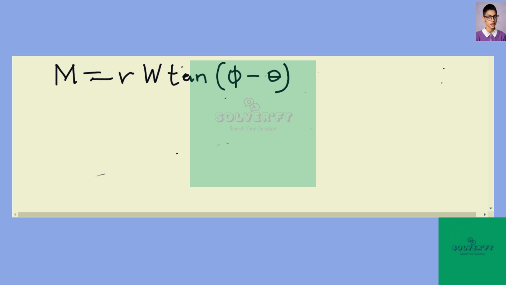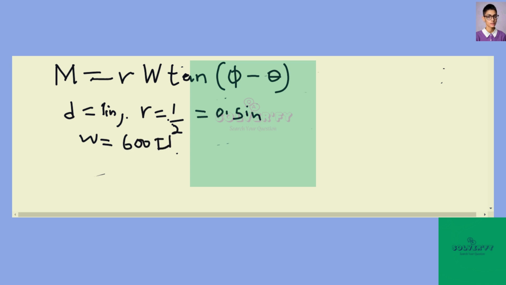All right. For r, we can get it from the diameter that is given. The mean diameter given is 1 inch. Therefore, r will be equal to 1 over 2, which is 0.5 inch. Then W is already given. W is 600 lb.